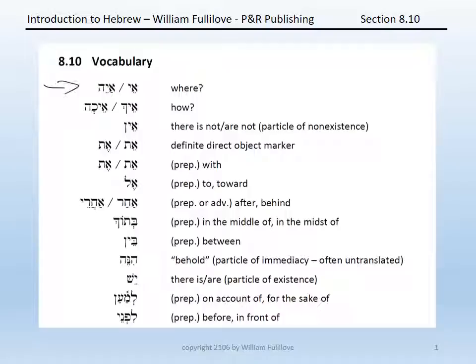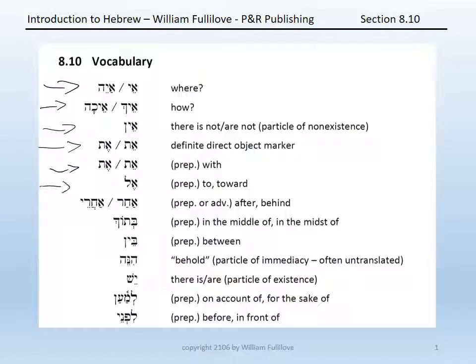A or aye, where. Ake or aka, how. Ain, the particle of non-existence, there is not or are not. Ate or et, the definite direct object marker, but also ate or et, the preposition with.